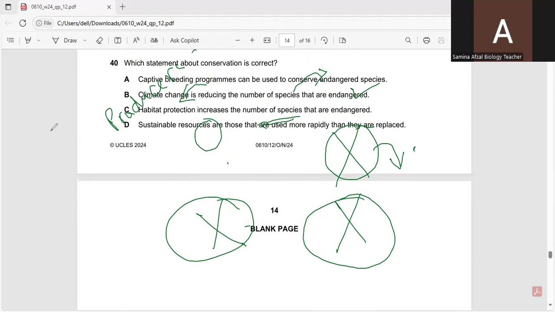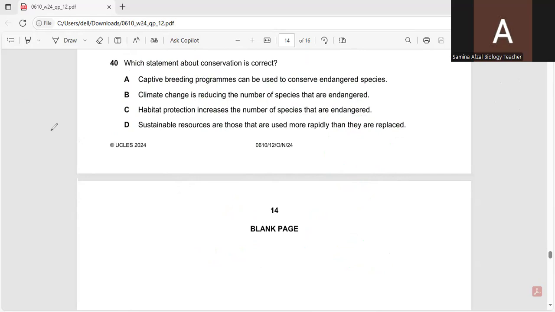Which statement about conservation is correct? Conservation is to conserve the organisms, or to protect them, or for their protection. So here they have given us four different statements. The first statement is captive breeding programs can be used to conserve endangered species which have danger to become extinct.